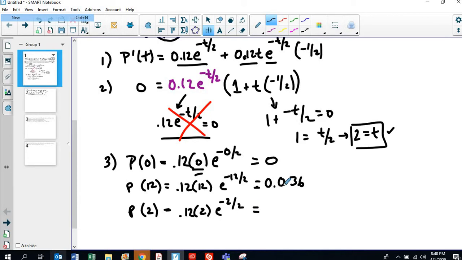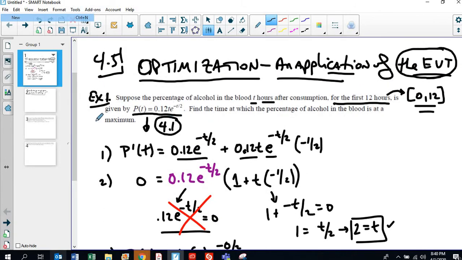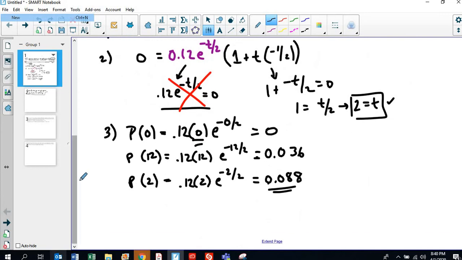And finally, if we put in 0.12 times 2 and then multiply that by e to the negative 2 over 2, then you end up with 0.088, all right, almost 0.09, and that is the percentage of alcohol in the blood. So as a percentage, that's 0.088%.